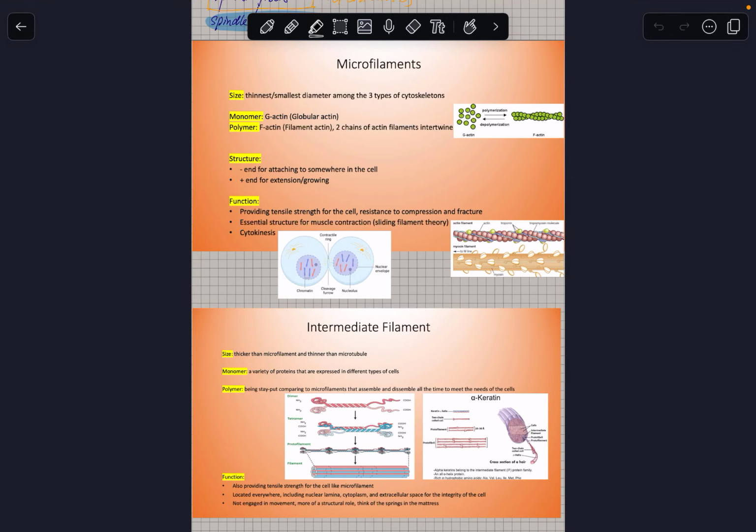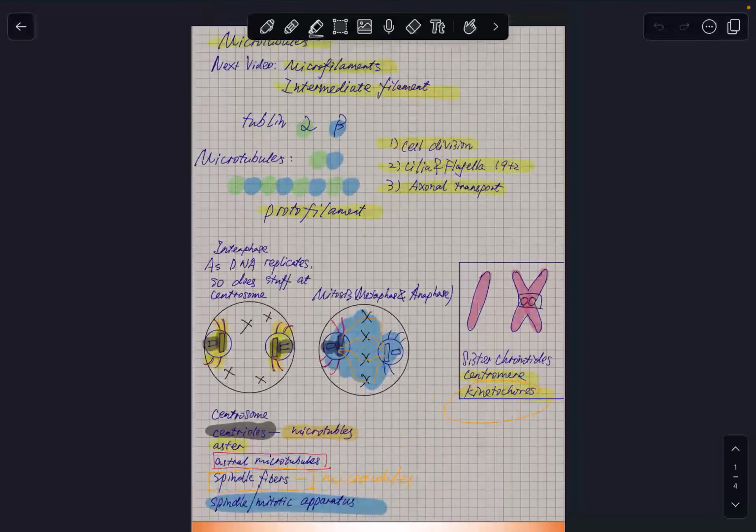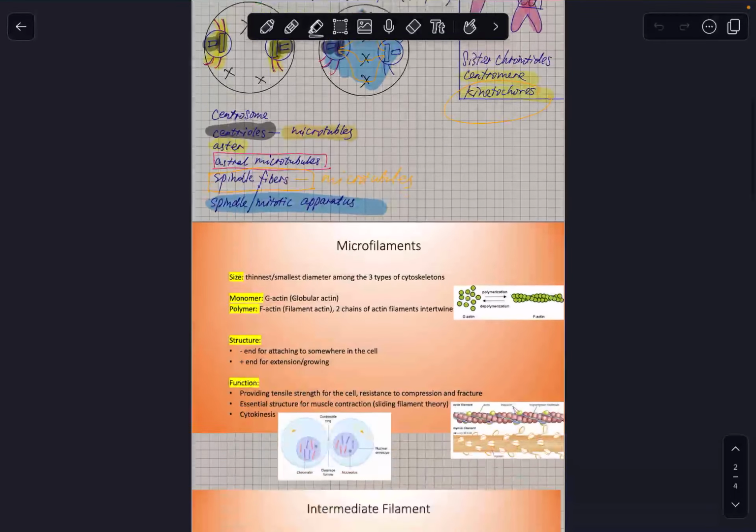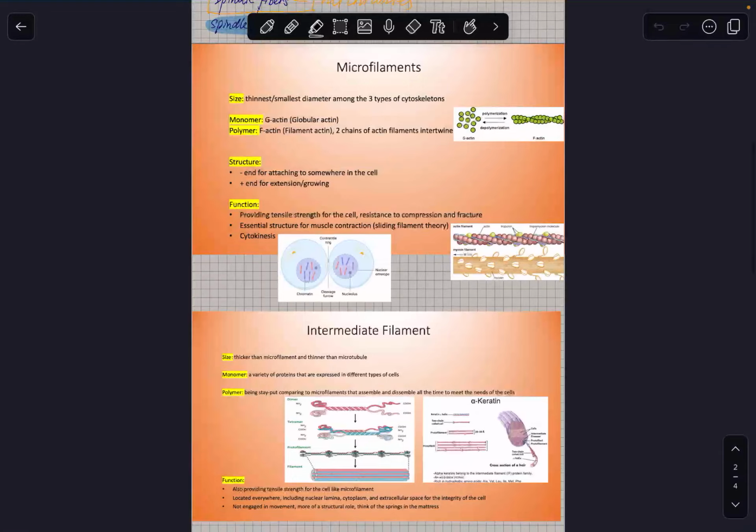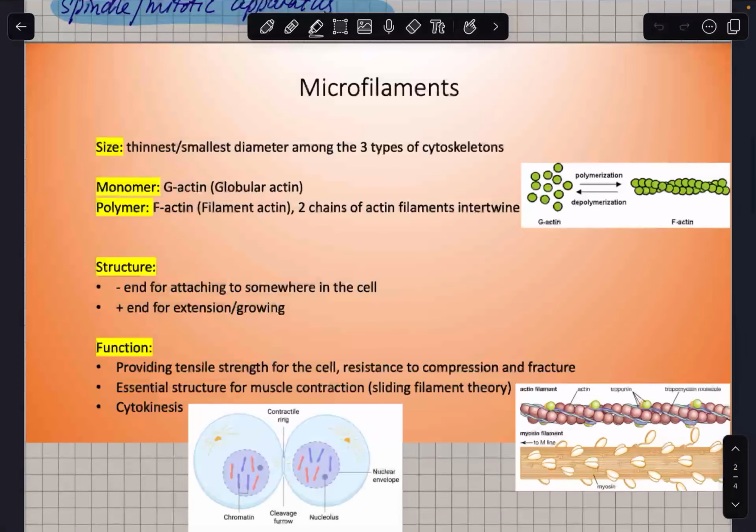In our last video about the cytoskeleton, we talked about microtubules. Today we're going to move on to microfilaments and intermediate filaments. Microfilaments are really the smallest of the three types of cytoskeleton, whereas the microtubule is the largest. And the intermediate filament, as the name suggests, is the middle-sized one.